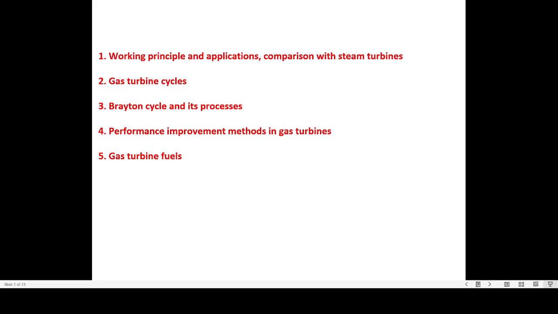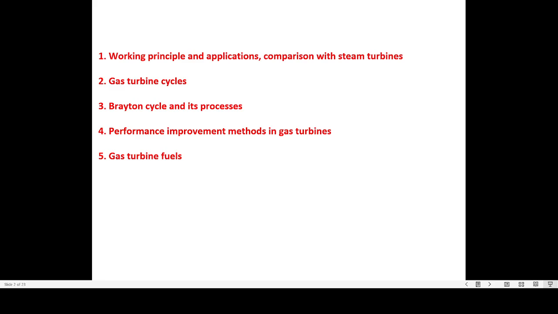But the story can be further extended if we are interested in improving the efficiency of the basic gas turbine cycle. Then definitely we should look for some modifications and alterations in the cycle. Those different components arranged in the modified cycle are essentially used for performance improvement, and such mechanical arrangements can be called performance improvement methods in gas turbines.